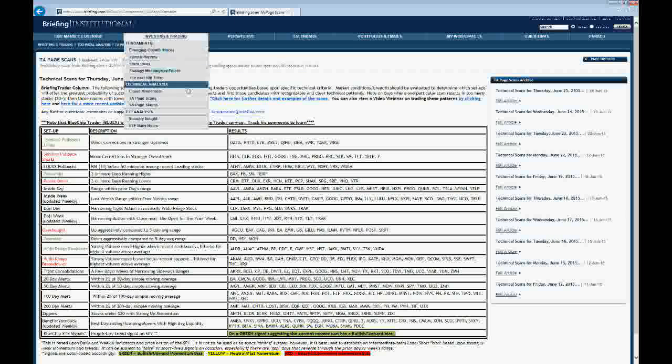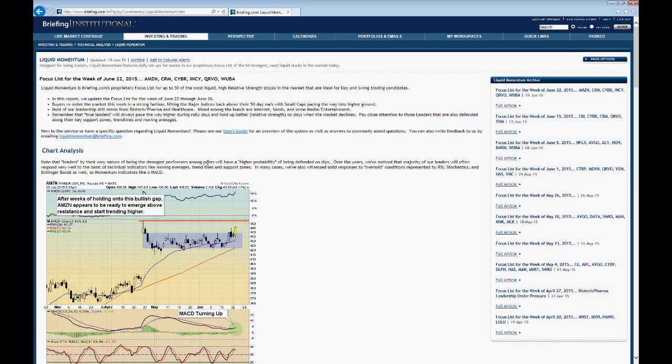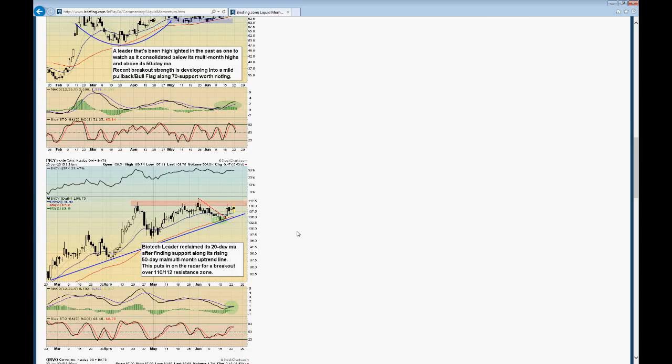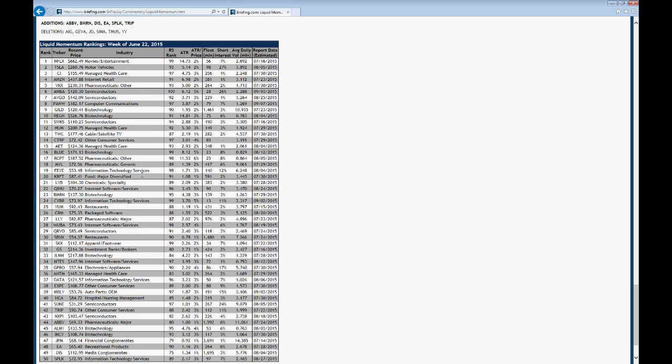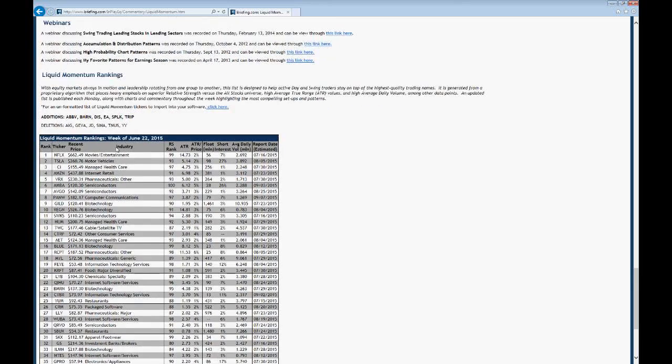The last column I want to show you that I also update on a weekly basis is the liquid momentum focus list. We came up with this list about 5 or 6 years ago, and it's what we consider to be the top 50 leading stocks in the market, according to our scans for relative strength, liquidity, and volatility. You can scroll down further to see the actual list of our 50 stocks. It's updated every weekend. They don't change too often. I think you're going to find usually less than 10 stocks go in and out on a weekly basis.